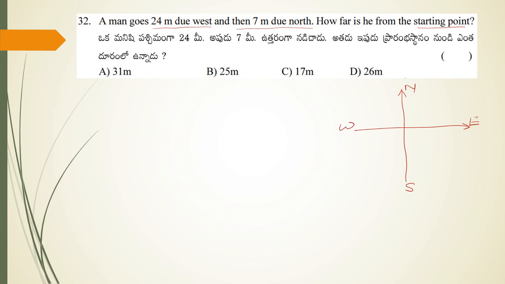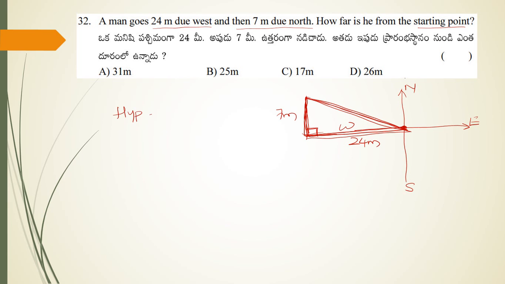Now what has he done? A man goes 24 meters west. Suppose he is standing here and he went 24 meters west, and after that he went 7 meters due north. West and north are perpendicular to each other. Now what is he asking? From the starting point, how far is he? If you observe, this makes a right angle triangle. So clearly this distance is the hypotenuse, right?